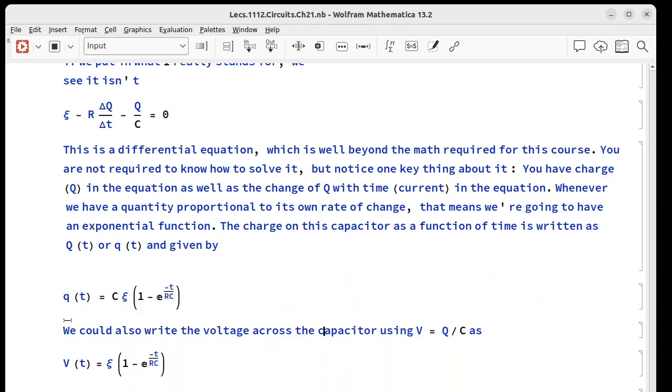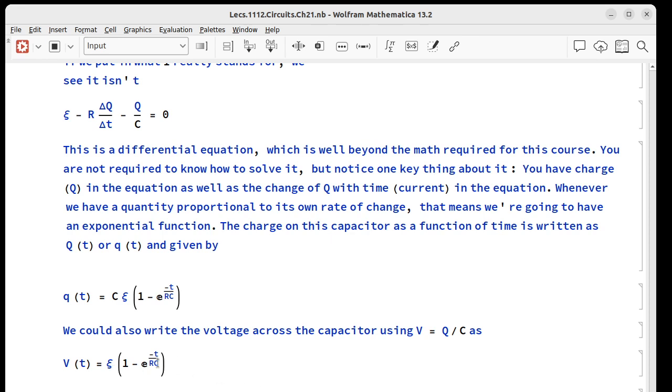We could also write the voltage across the capacitor instead of the charge. We would just use V equals Q over C. V as a function of time is this same thing over C. Now the exponent of e has t divided by RC. That tells us right away RC must have units of seconds because we can't have any units in an exponent. We have to have seconds over seconds here so that they go away. This RC is called the capacitive time constant. Sometimes we use a Greek tau with a little c to represent that.